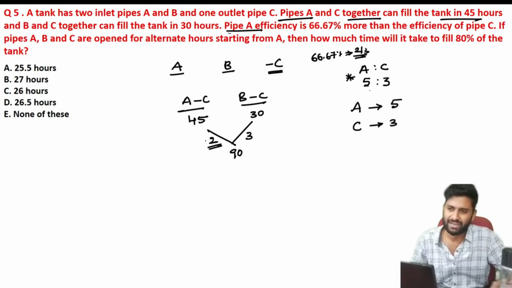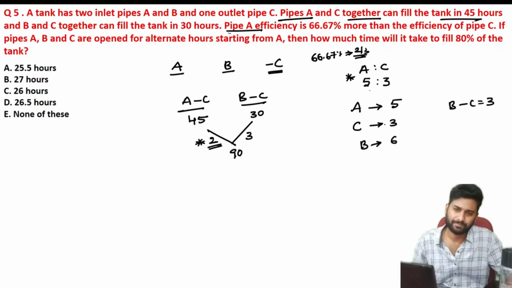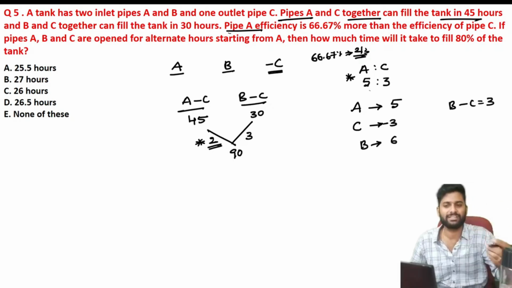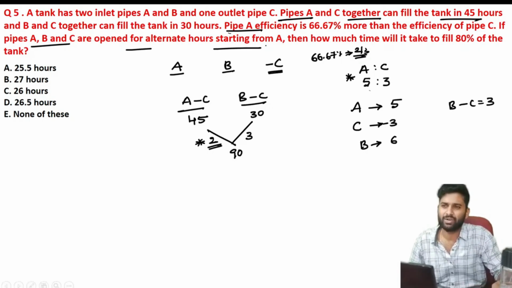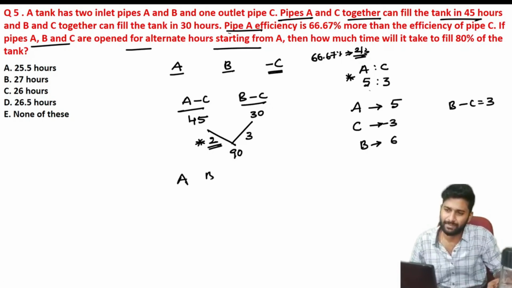Guys, we have a comparison here. The difference is 2, and the efficiency difference is also 2. Now A is 5 units, C is 3 units, and B minus C efficiency you already know is 3, right? Now C is equal to 3, so definitely B must be 6. Now A takes in 5 units, B takes in 6 units, and C takes out 3 units. Now A, B, C open together in alternate hours starting from A: first A, then B, then C. So A delivered 5 units, B delivered 6 units, and C emptied 3 units.